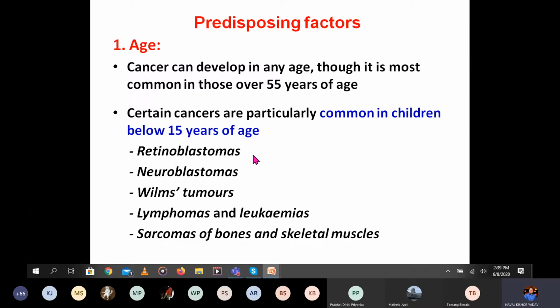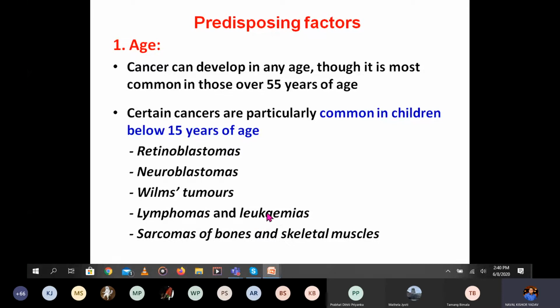So retinoblastoma is a rare form of cancer that rapidly develops from the immature cells of the retina. So it is related to the retina. Neuroblastoma is related to the neurons. It develops from the immature nerve cells. Wilms tumor is related to the cancer of the kidney. Lymphoma and leukemia are blood cancers, you can say.